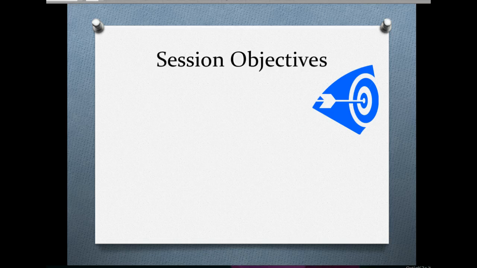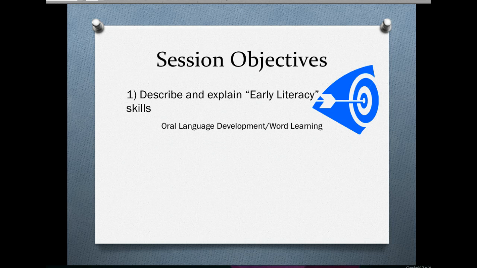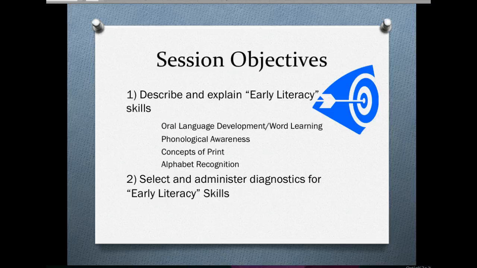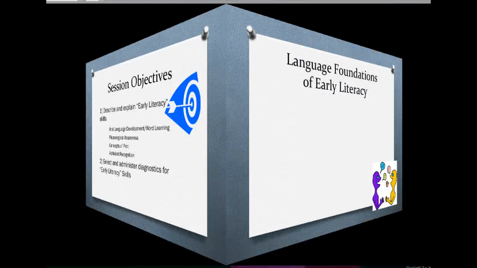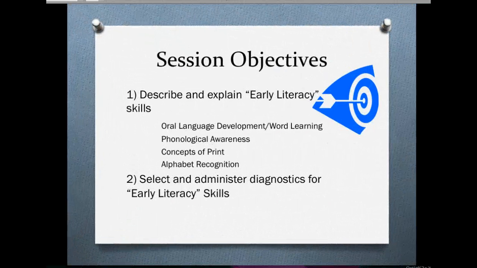Okay, so with our session objectives, we are going to describe and explain early literacy skills, which, like I mentioned before, is my umbrella term to include oral language development, word learning, phonological awareness, concept of print, alphabet recognition. So we'll be touching lightly on some of these areas. And we're also going to look at some of the assessments that you can give for early literacy skills. Let me go back really quick. These are some of the things that I did go over in class, but I wanted to remind you about what you can do with your student.